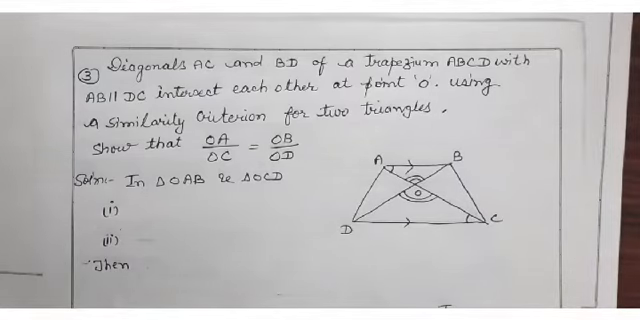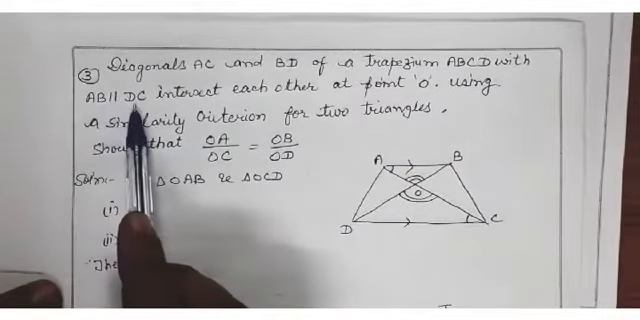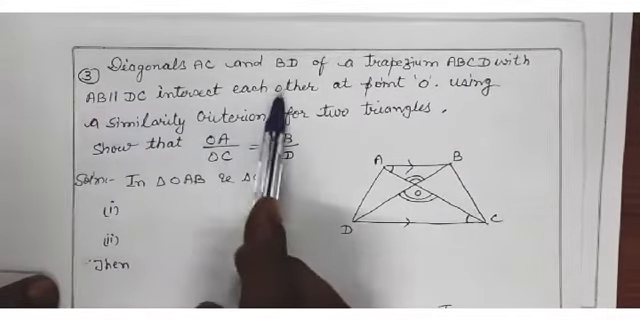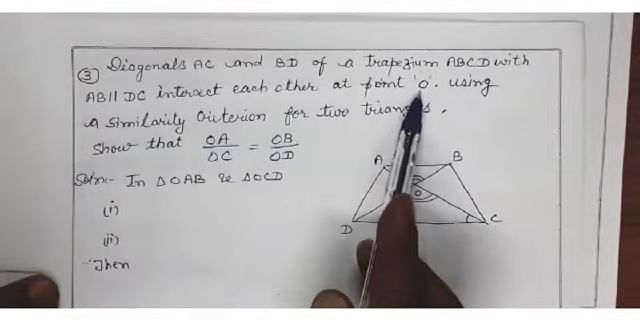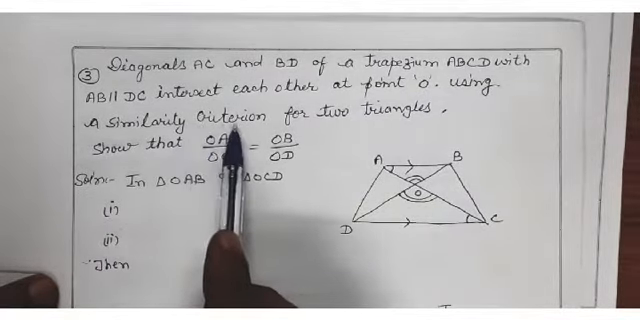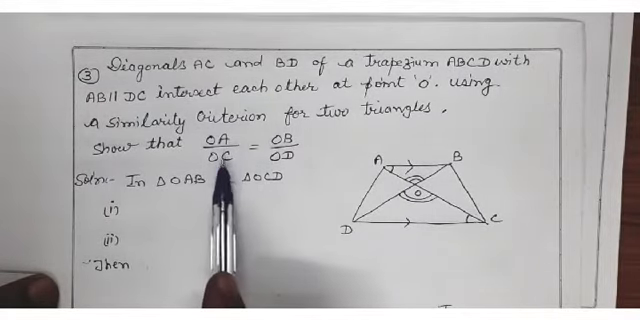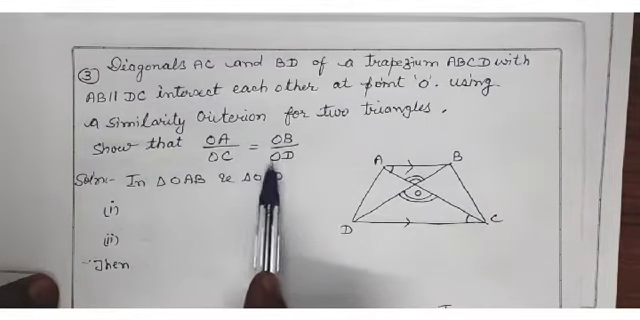The next question is question number 3. Diagonals AC and BD of a trapezium ABCD with AB parallel to DC intersect each other at point O. Using a similarity criterion for two triangles, show that OA upon OC is equal to OB upon OD.